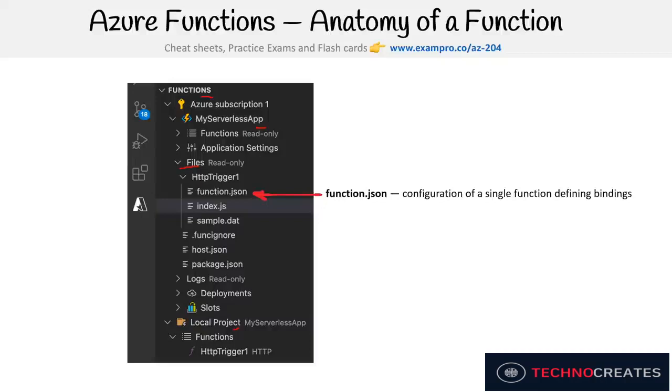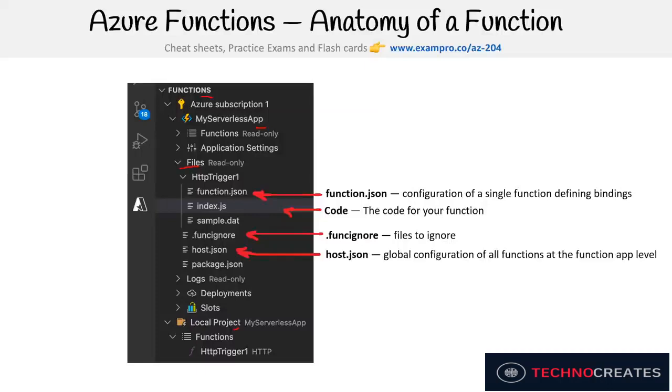The first is function.json. This is configuration of a single function defining bindings, and we talk a lot about bindings in the Azure Functions section of this course. There's the code itself, and in this case, it's a JavaScript file. We have the .funcignore. That's just like a .gitignore file, but it's to ignore files, like files to be not packaged, right? So when it actually deploys the function, you don't want those files included, but you might use them in local development.